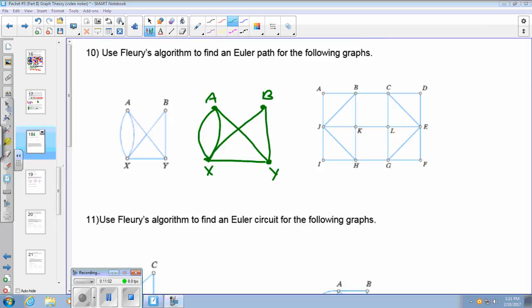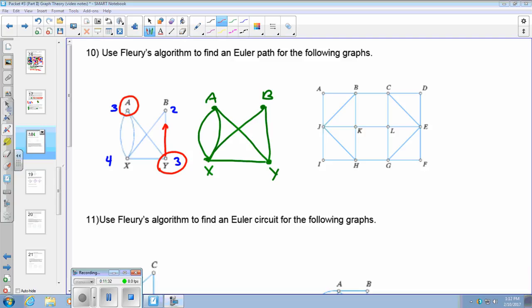Okay, number 10, we're going to use Fleury's algorithm to find an Euler path for the following graph. So I'm going to start with the one on the left. And again, if you want to press pause and try this out, you can. First up, let's look at the degrees of each vertex. That's how many edges go into that vertex. And that's important because an Euler path is going to have to start and stop at these odd degrees. So vertex A either has to be our starting point or a finish point, and Y needs to be the other one. So I'm going to start down here at Y.